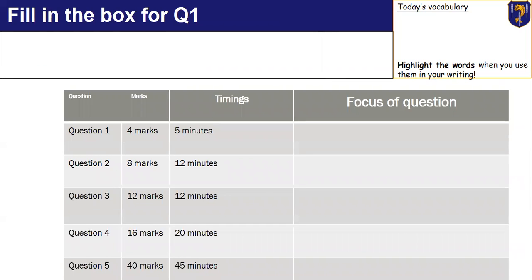So fill in the box for question 1. What is the focus of our question for question 1, based on what I've just said? Pause the video and fill it in, please. Okay, good. So the focus of our question in question 1 was you need to choose 4 things that are true.